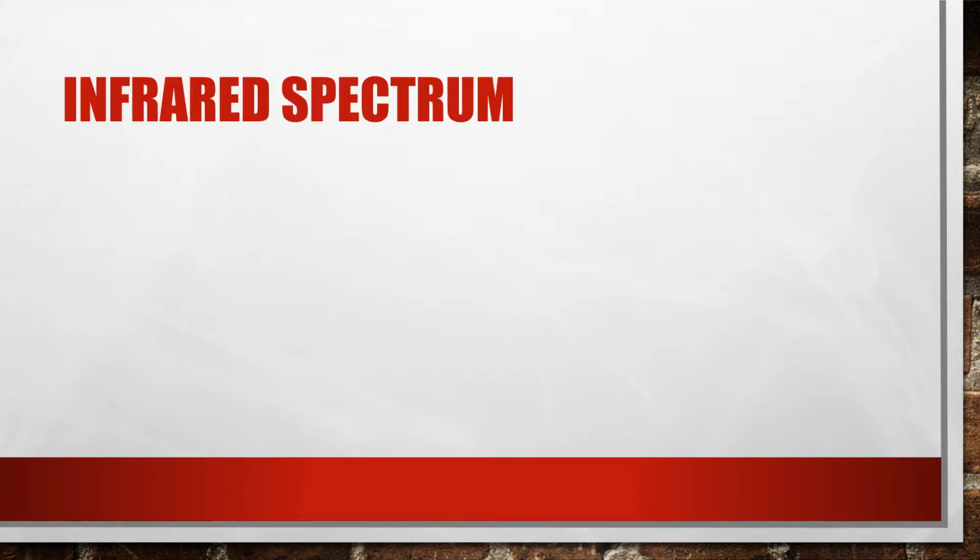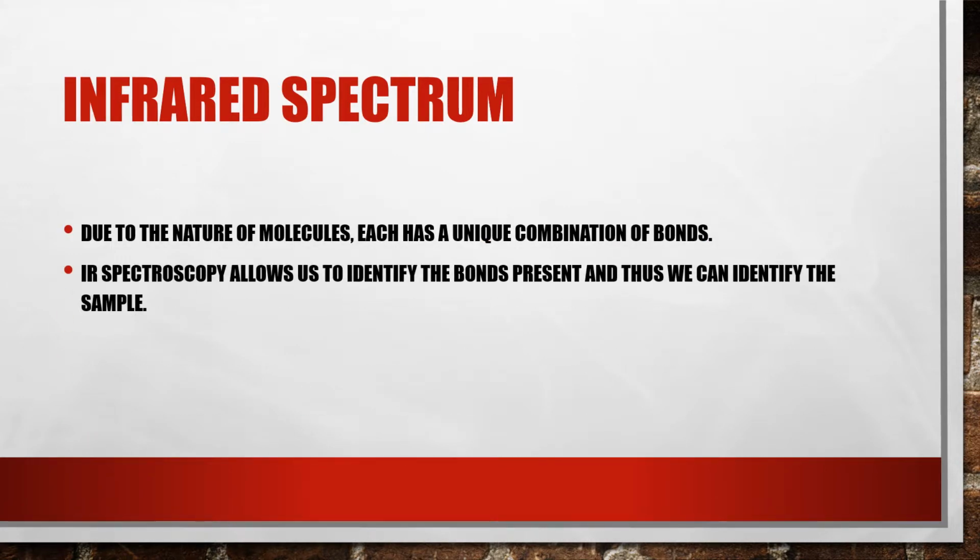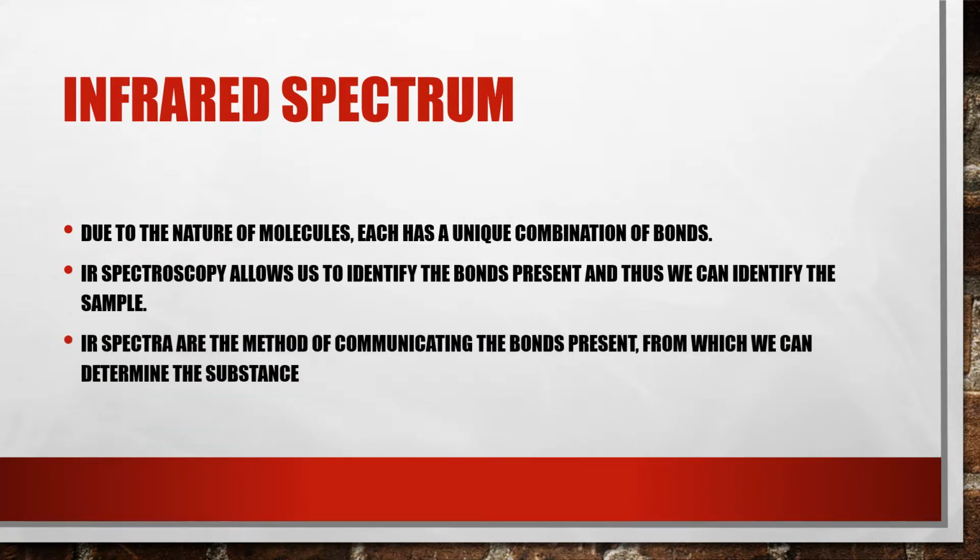Due to the nature of molecules, each has a unique combination of bonds. IR spectroscopy allows us to identify the bonds present, and thus we can identify the sample. IR spectra are the method of communicating the bonds present, from which we can determine the substance.